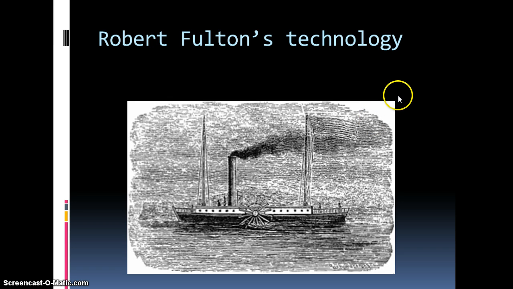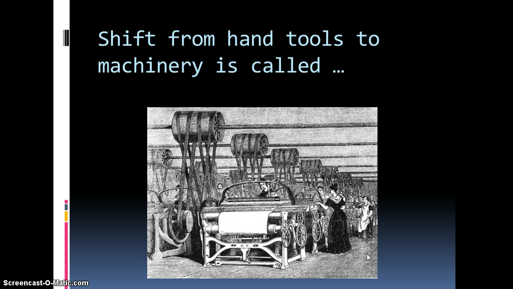So let's just do a little quick review. It'll be quick to write down. What was Robert Fulton's technology? You got it, the steam engine. So he helped improve the steam engine, which led to an improved steamboat. That might have been what you were thinking. And then a shift from hand tools to machinery is called what? If you go from using hand tools, maybe in your home, to machinery in factories like this one pictured in this engraving, that's called the Industrial Revolution.